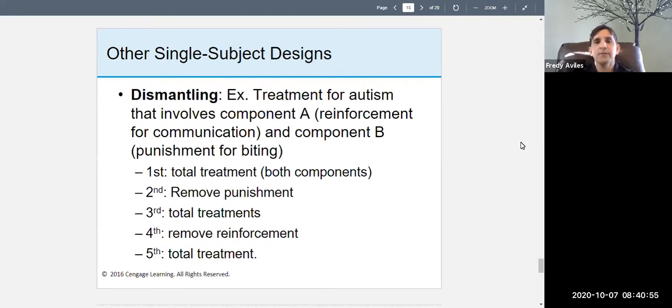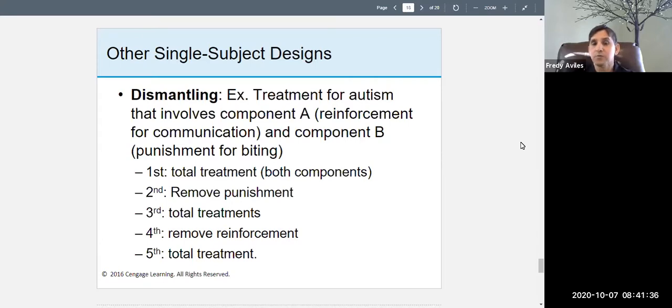But the point is we have two treatments. So we can start first with the total treatment for both components. The child is receiving both treatments, both components, okay? They're receiving the reward for communication, and they're receiving punishment whenever they bite. And we know how the child behaves. And then we remove the punishment, but continue, of course, the reward for communication. Let's see how the child behaves now. And then again, let's give them both treatments. Let's go back to both components, and show the total again with whatever the effect is with the total treatments.